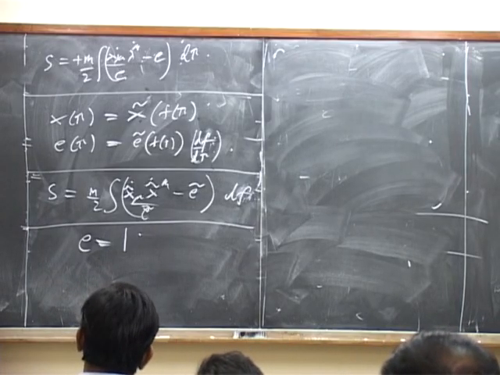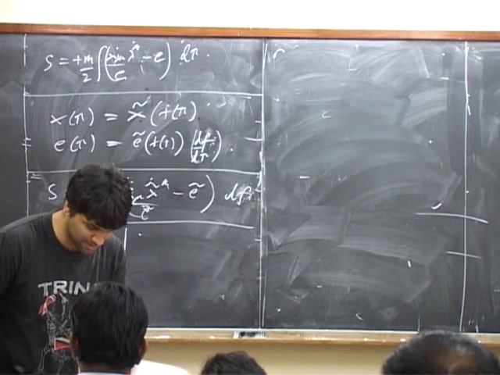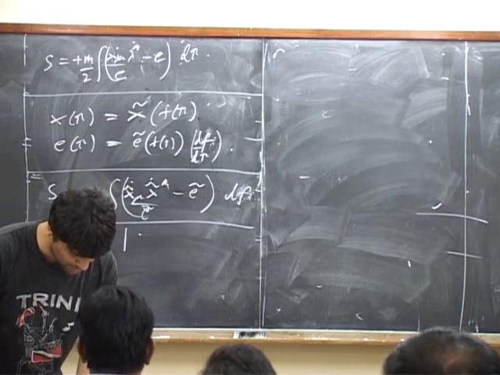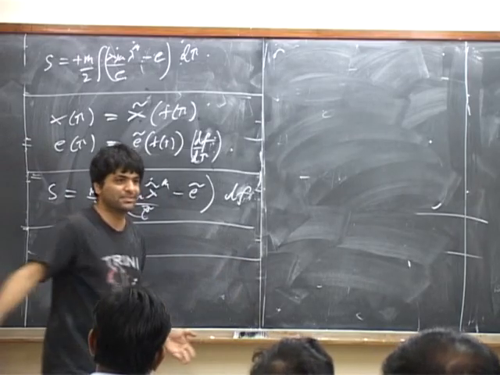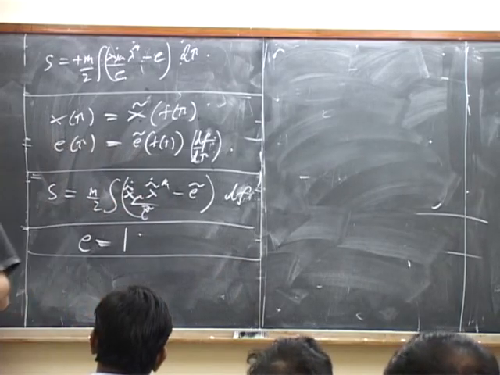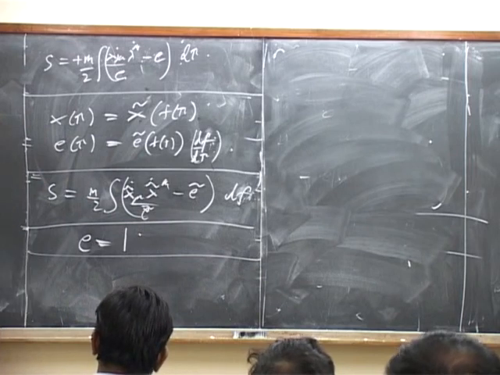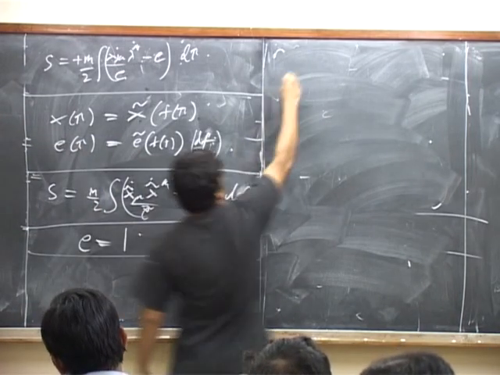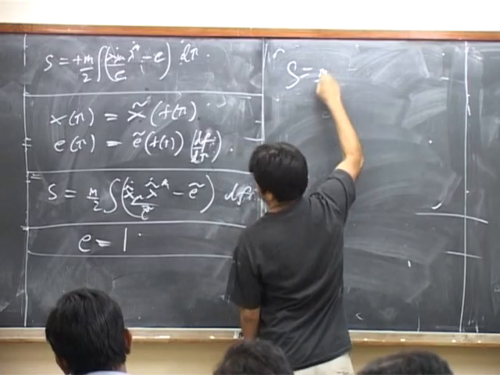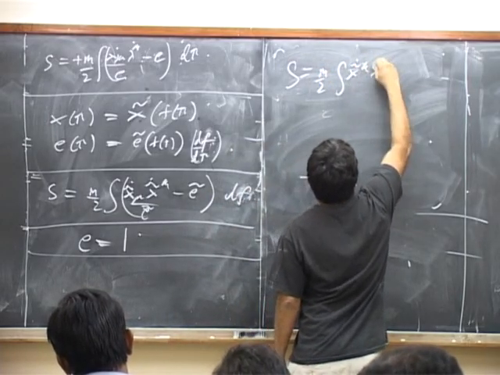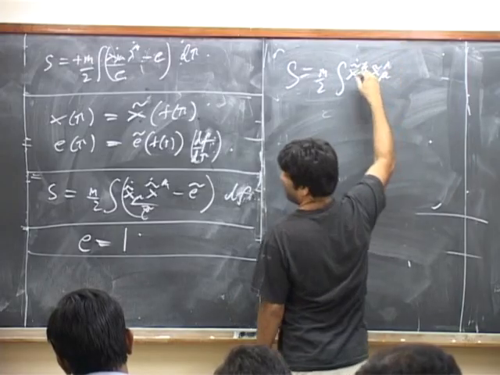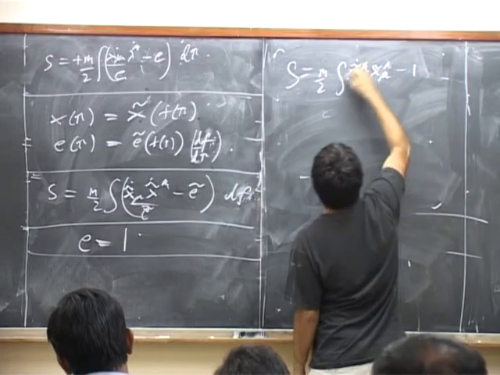E was a positive number, right? What was it on a solution? Somebody remember? Square root, yes, that was positive. So let's set E to 1. Okay? That is going to define our gauge choice. Once we've done that, the action is very simple. S is equal to m by 2 x tilde mu dot x tilde mu by 1 minus 1.